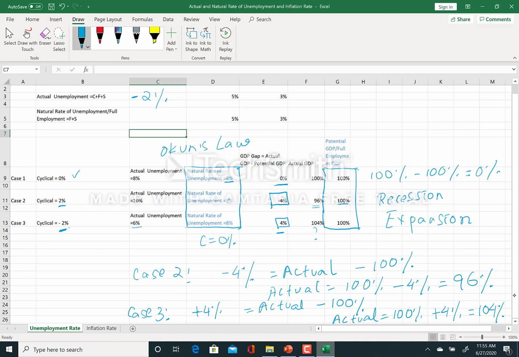Okay. Alright, so this is how you apply Okun's law to find the relation between cyclical unemployment and GDP gap.